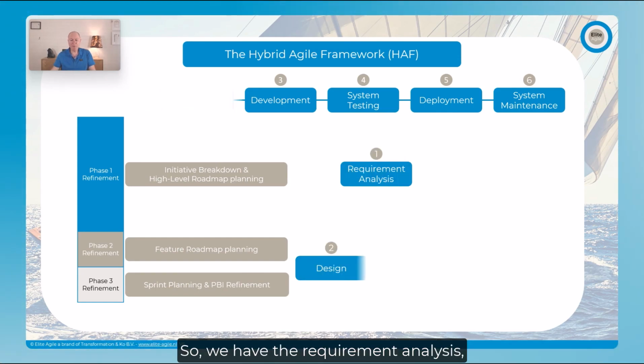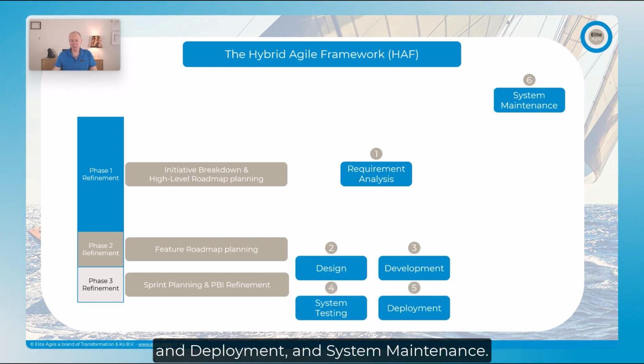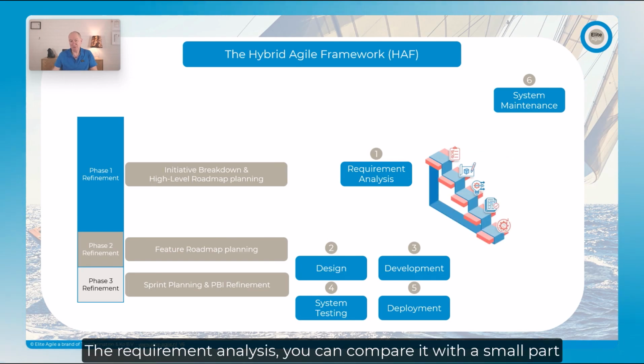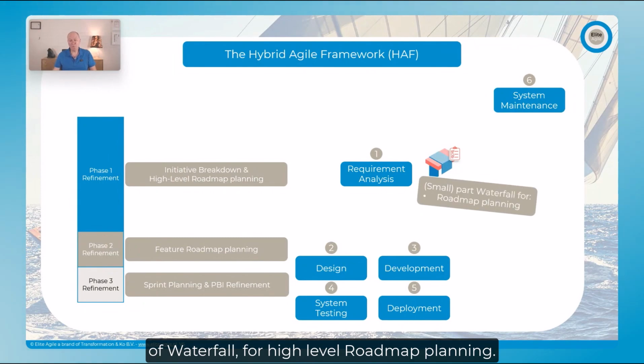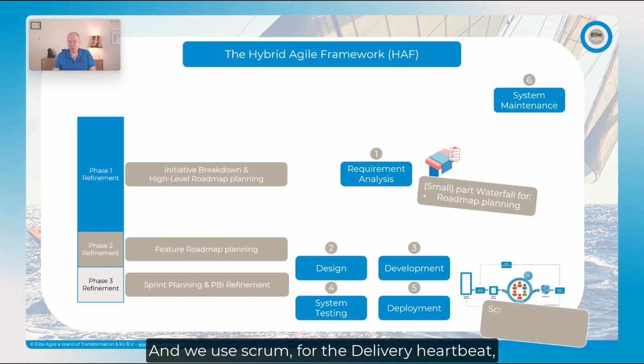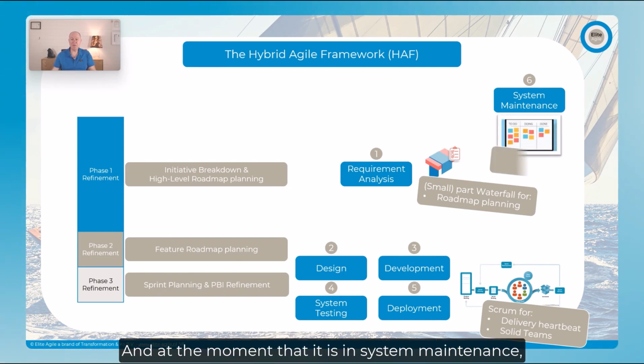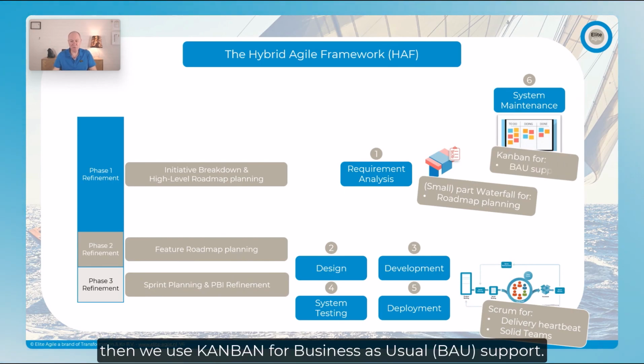So we have the requirement analysis, the design, the development, system testing and deployment, and system maintenance. The requirement analysis, you can compare with a small part of waterfall, from high-level roadmap planning all the way down to the feature roadmap planning, which is much more detailed, but not too detailed. We use Scrum for the delivery heartbeat and to build solid high-performance teams. And at the moment that it is in system maintenance, we use Kanban for business-as-usual support.